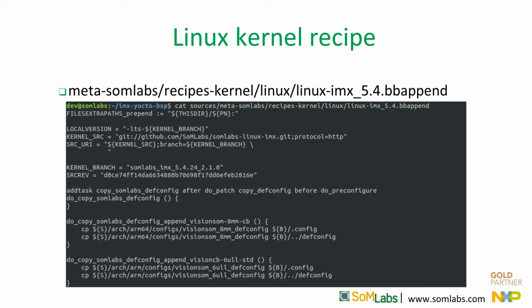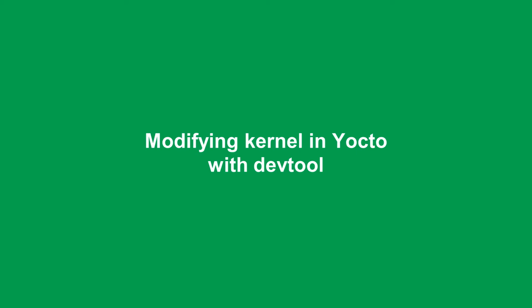Inside the routine associated with the VisionSOM8mm module, the VisionSOM8mm devconfig file is copied from the repository sources to the working directory as .config and devconfig. This is the kernel configuration intended for our module, and it overrides the default configuration prepared by NXP before compilation starts. To modify the kernel configuration, we have to modify this file or add our own to the recipe. We'll cover the first of these methods.